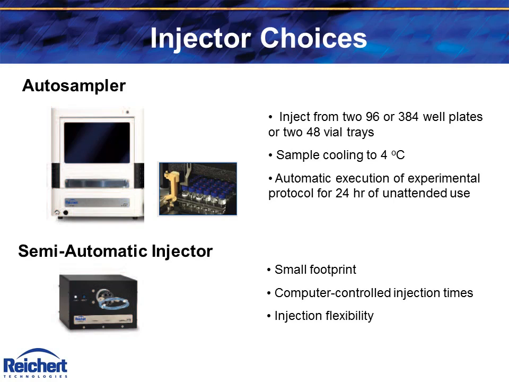The semi-automatic injector has a much smaller footprint as compared to the autosampler. It is also computer-controlled for injection times. It also provides injection flexibility. It can be used to immobilize a ligand which may coat the fluidics, or it can be used in series with the autosampler to inject an inhibitor, followed by the analyte under study.